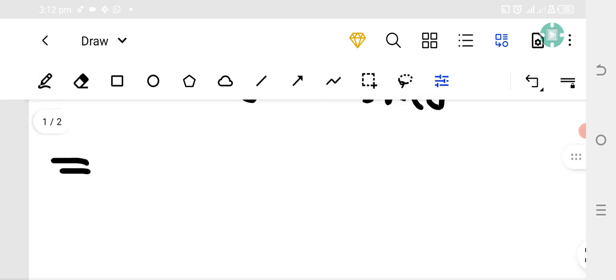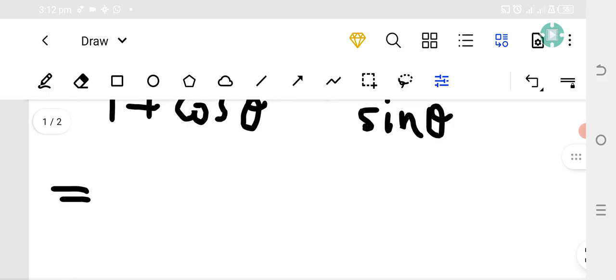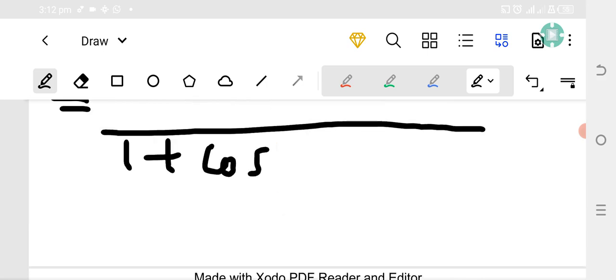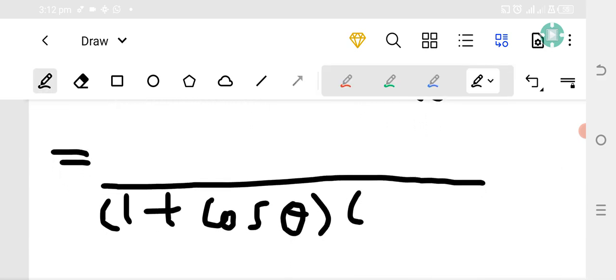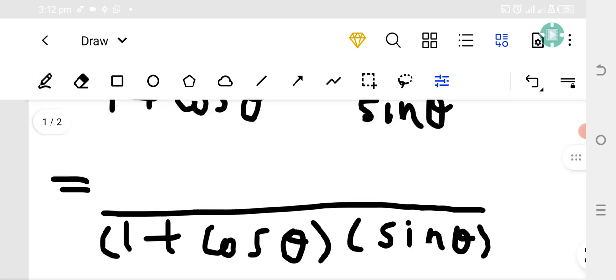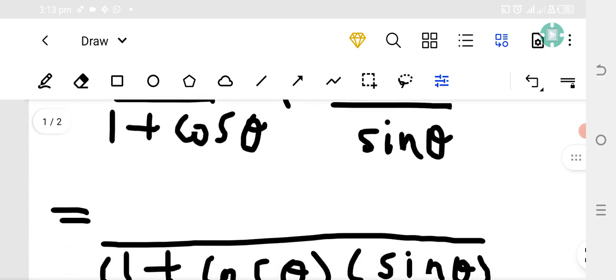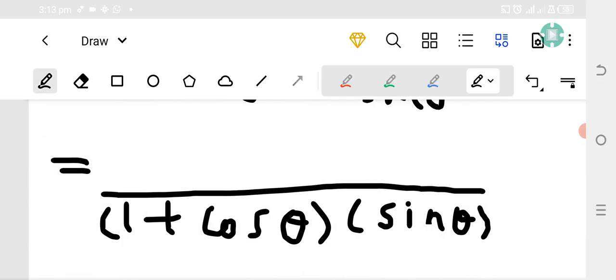I'm going to say is equal to, we have sin theta. First of all, let me start with writing this long bar. 1 plus cos theta multiplied by sin theta, like that. You close the bracket. Now we start with this fraction: 1 plus cos theta into the denominator when is sin theta. Then sin theta times sin theta will be sin theta squared, not sin squared theta. Take note, sin theta squared.